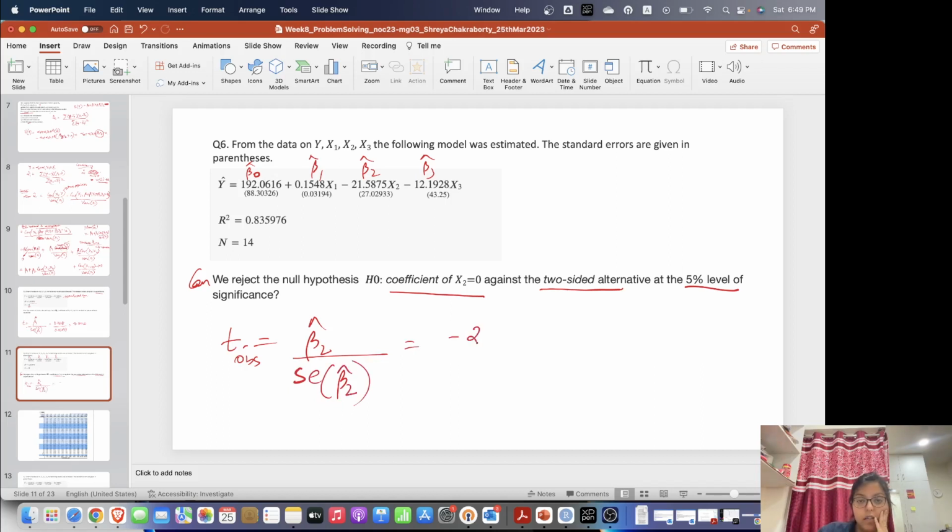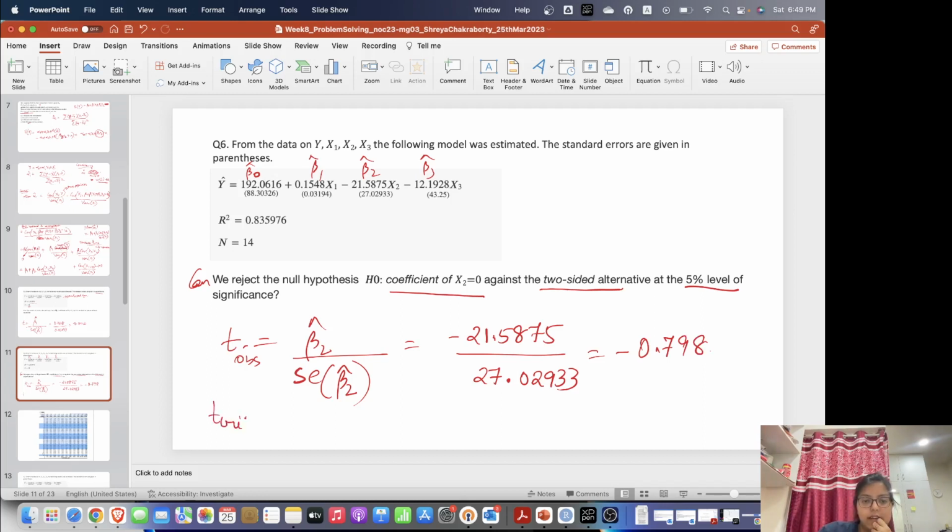This will be minus 21.5875 divided by 27.02933. So this would come out to be minus 0.798.